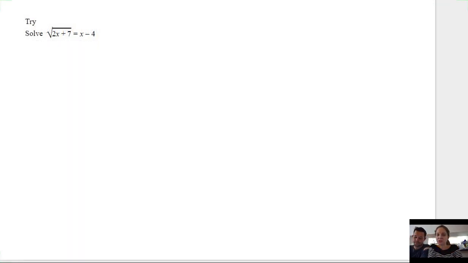Okay, the radical is already isolated, and so I'm going to raise both sides to the second power. And I have 2x plus 7 equals. Can we do this in our head? Yes, x squared minus 8x plus 16. Now we're going to make one side equal 0.